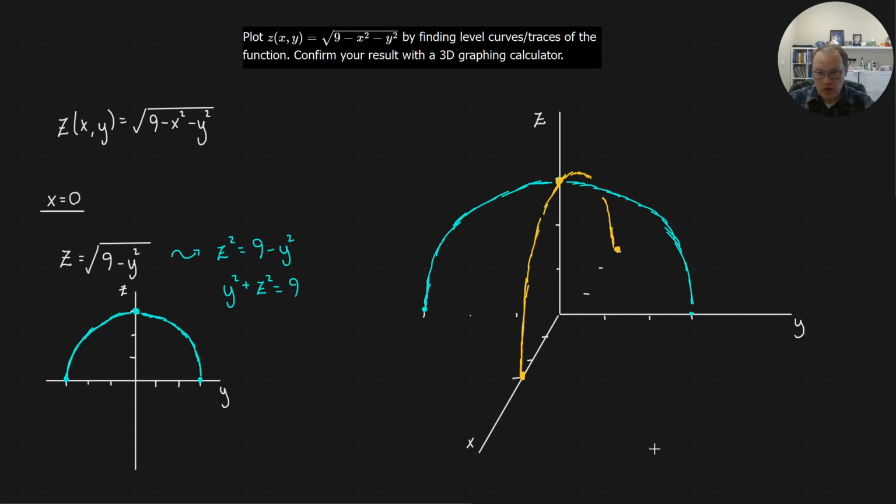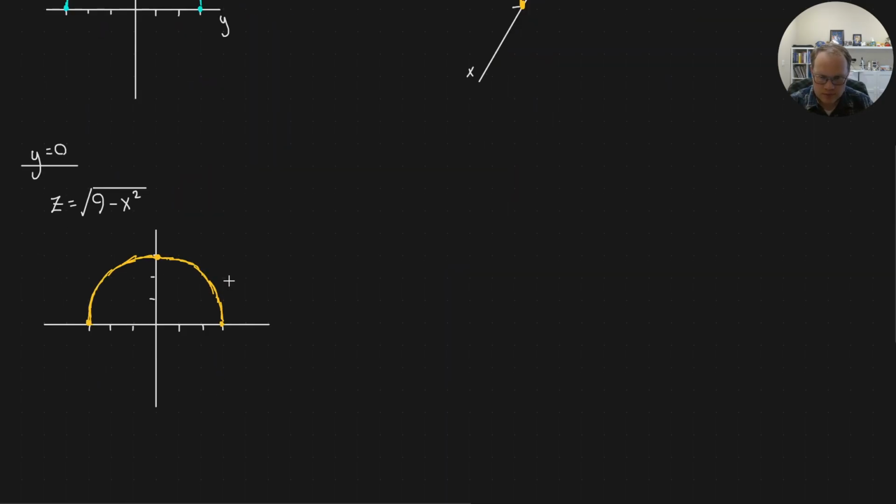Remember, the level curves are the traces when you set the function value, or the z value, equal to constants. Usually the level curves are the ones that are the easiest to find. So I'm going to find multiple level curves and make a contour plot with them. So let's start with z equals 0.